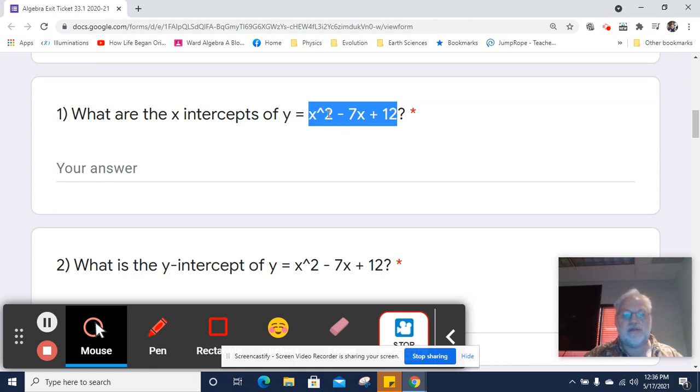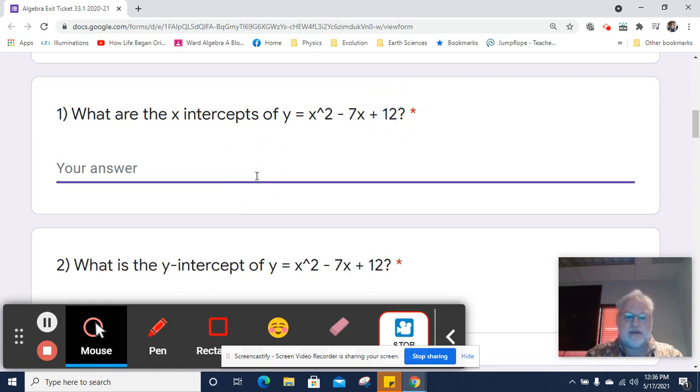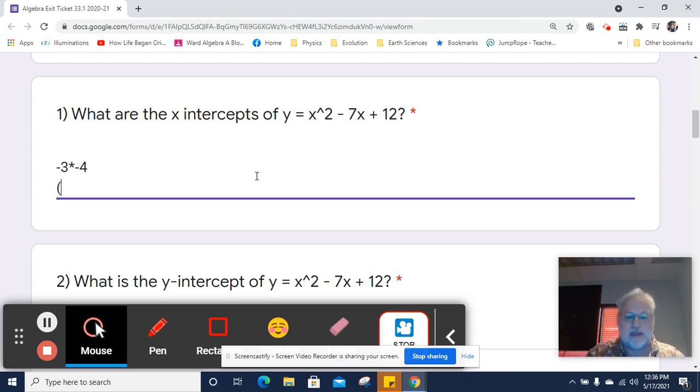So to factor this, I need two factors of 12 that add up to -7. There are factors of 12 that easily add up to 7, 3 and 4. But if we make them -3 and -4, they will do the job. So we can just say y equals x minus 3 times x minus 4. And if we want x-intercepts, then we want y to equal 0.